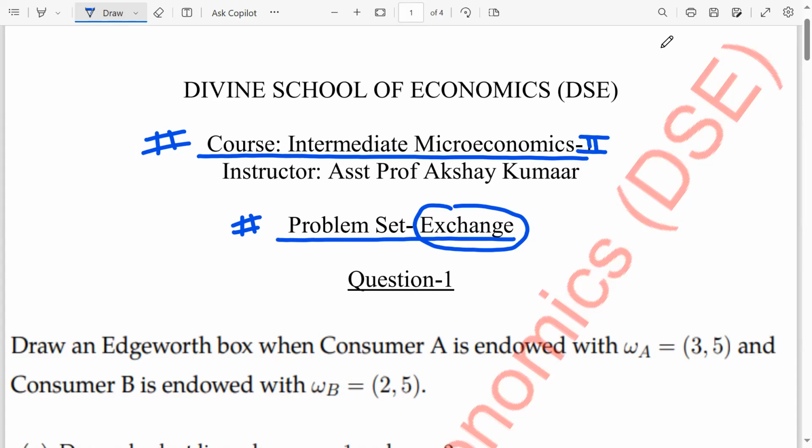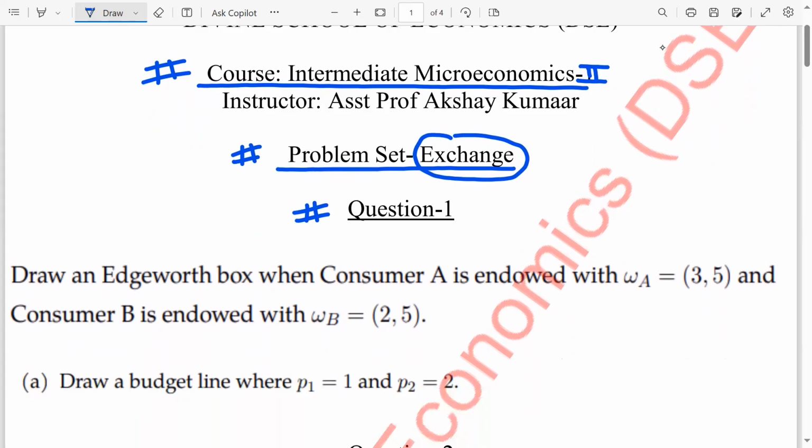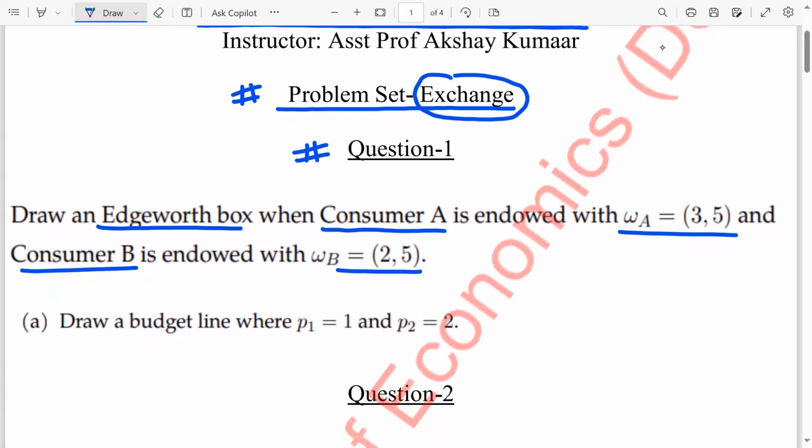Now let's quickly start with our discussion of the first question. The first question asks us to draw an Edgeworth box when consumer A is endowed with 3 units of good 1 and 5 units of good 2, and consumer B is endowed with 2 units of good 1 and 5 units of good 2. The question also asks us to draw a budget line when the set of prices is 1, 2. So let's quickly come to the whiteboard and solve this problem.